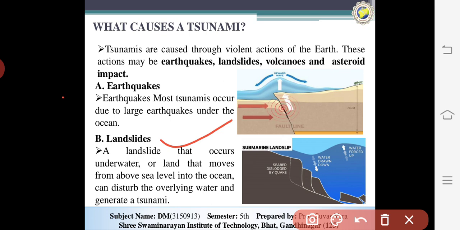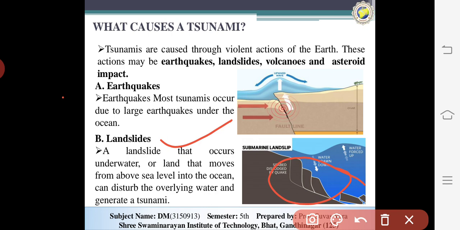A landslide that occurs underwater, or a landslide that moves from above sea level into the oceans, can disturb the overlying waters and generate a tsunami. You can see here, we can study about this landslide. A landslide is produced when the slope and the deposit of sand meet because of steepness, and the material falls under the influence of gravity.